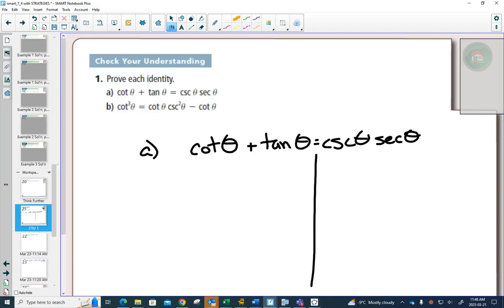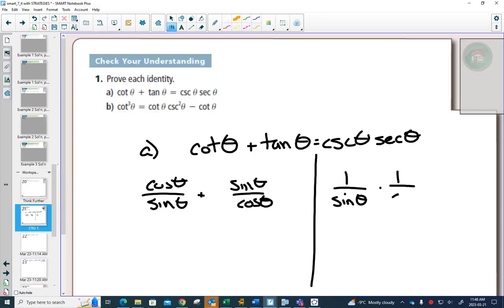So cotangent would be cos theta over sine theta, plus tangent is sine theta over cos theta. Cosecant is 1 over sine theta, and secant is 1 over cos theta. On the right-hand side, I can multiply the tops and multiply the bottoms. It's really easy to get the right-hand side as a single fraction.